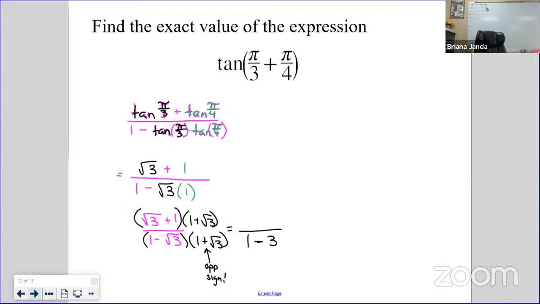You have to FOIL on the top. There's not really any way around that. So let's go ahead and do that.